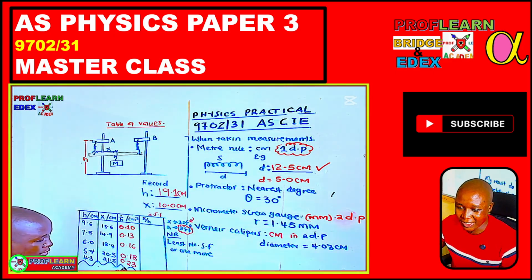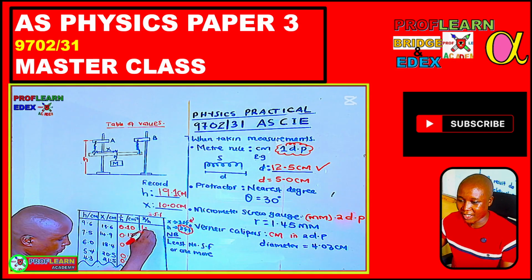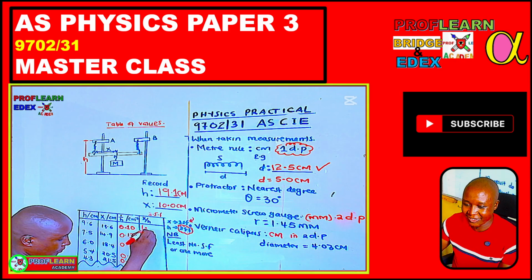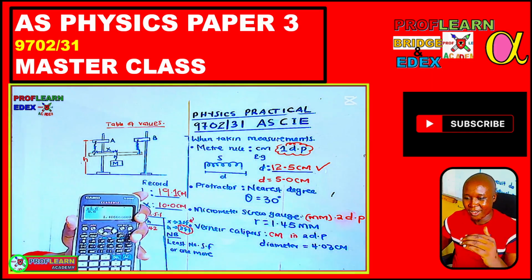All right, so this one, let's record in 3 significant figures, because we have said you record the least or one more. The least is 2, so if you take one more, that will be 3. So I decided now in this column, I will record in 3 significant figures, beautifully like that. Then we shall now proceed like that.